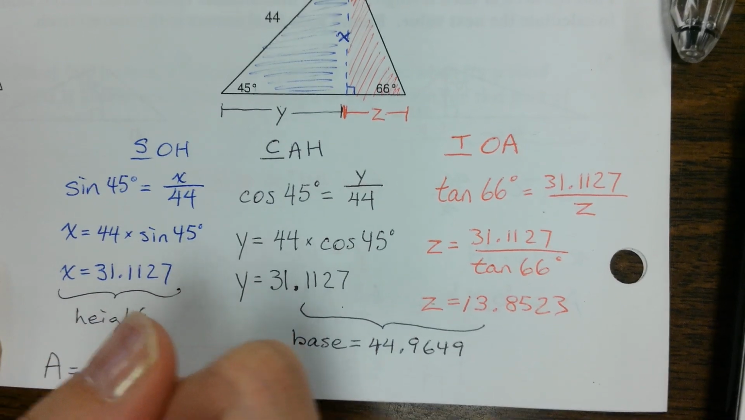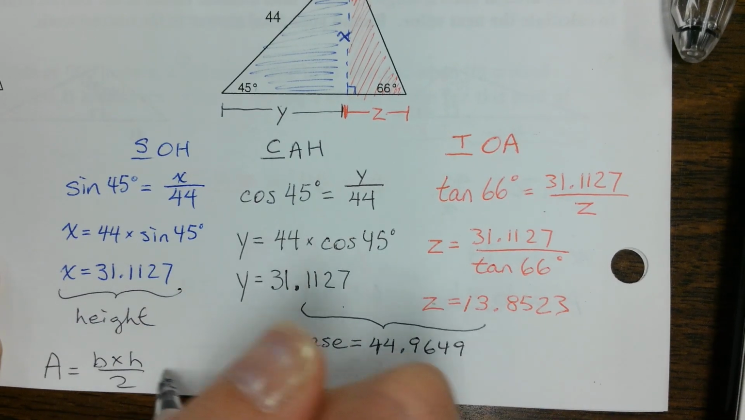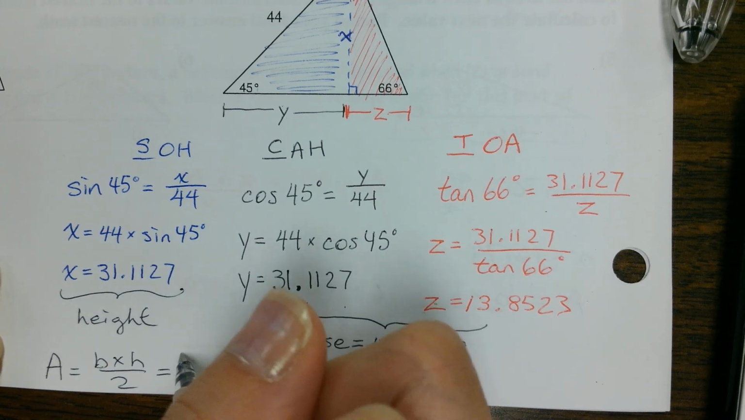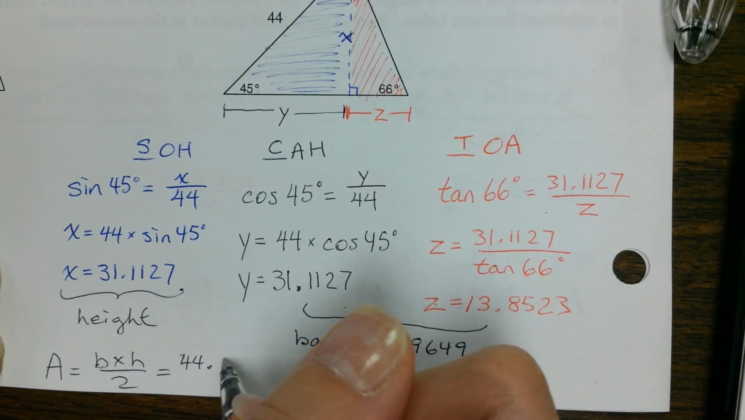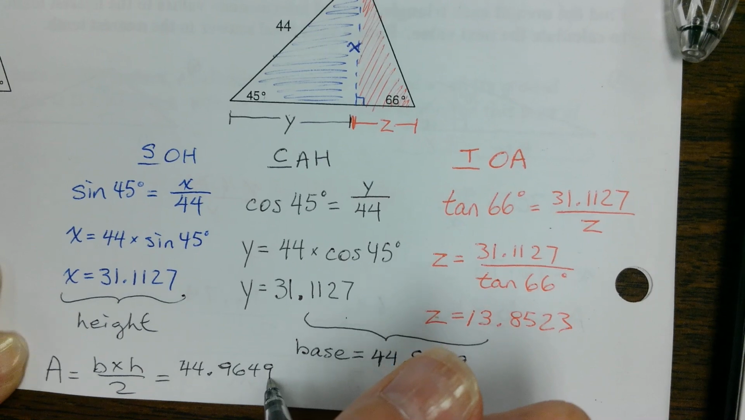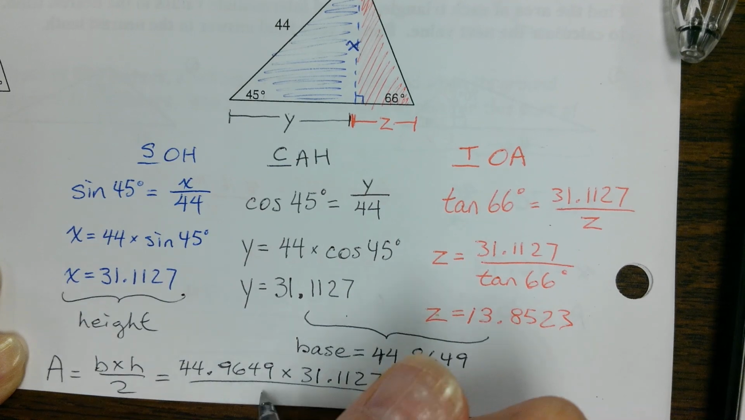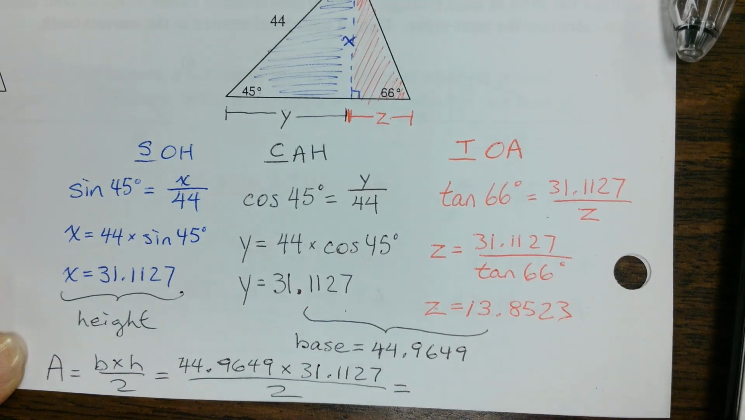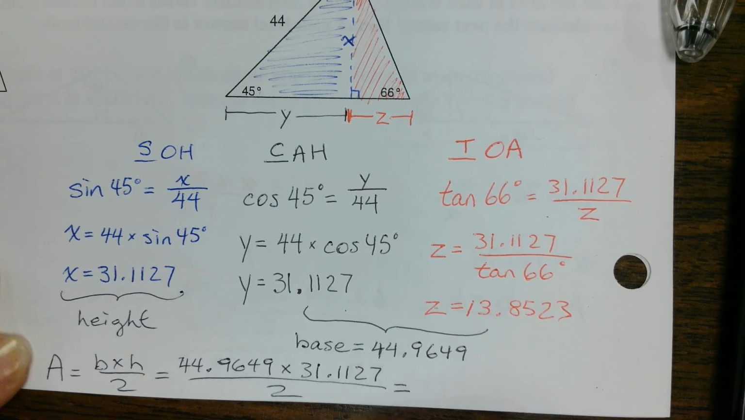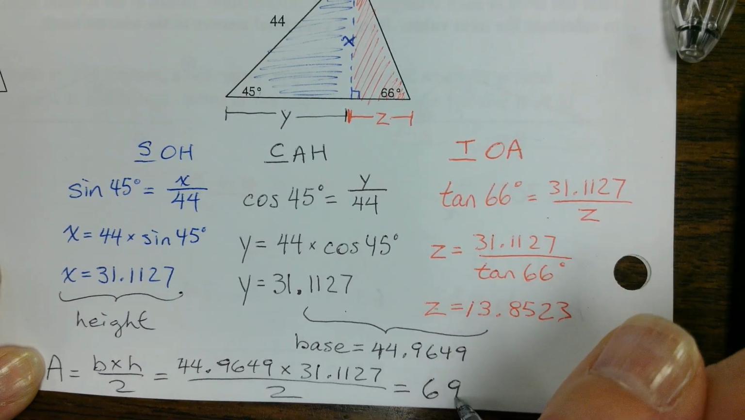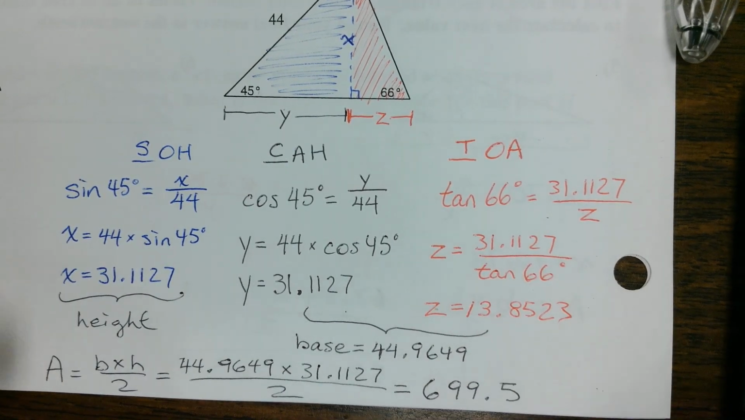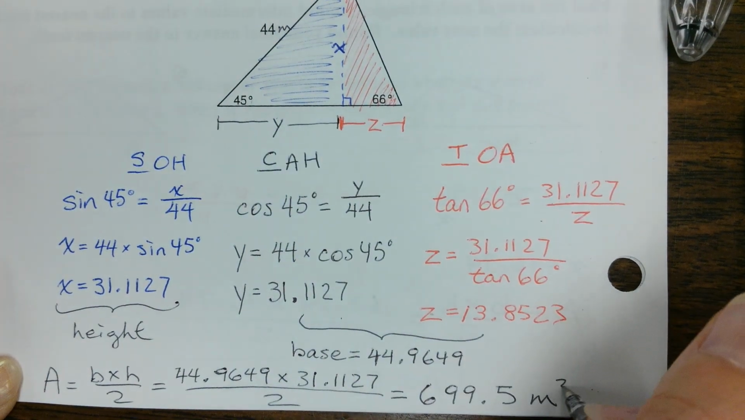So area is base times height divided by 2. So 44.9649 times 31.1127 divided by 2. I get 699.5. Okay, let's say this is meters. My unit will be meters squared.